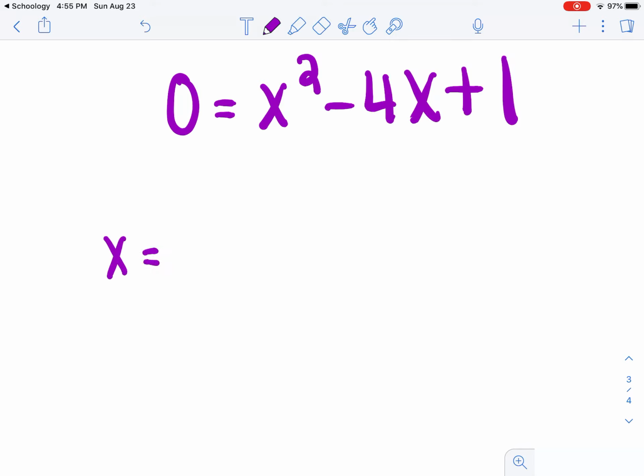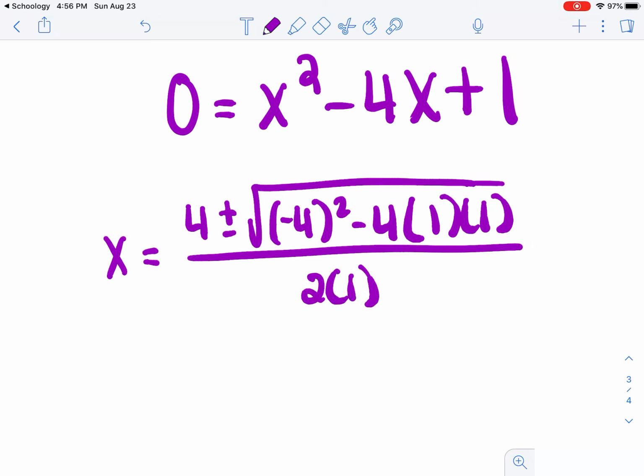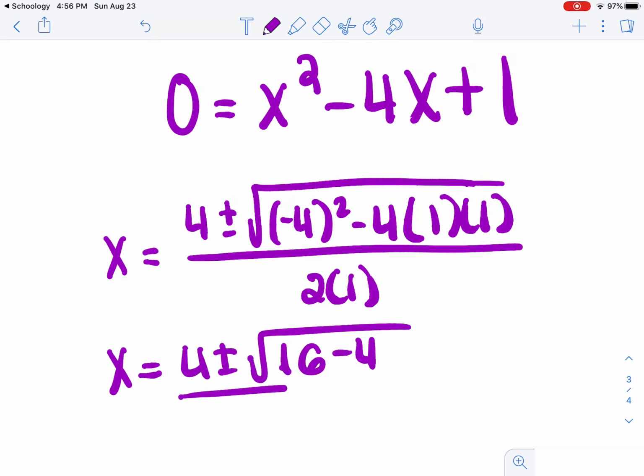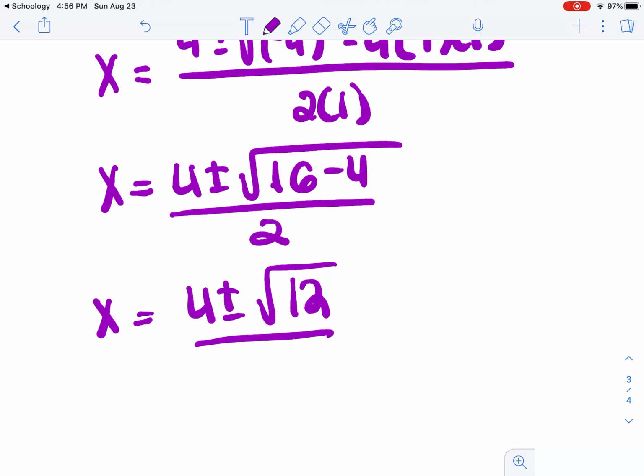So quadratic formula, x equals the opposite of b, so 4, plus or minus the square root of b squared. So notice how I wrote that. The -4 is in parentheses, squared, minus 4 times a times c, all over 2 times a. All right, let's clean this up. 4 plus or minus the square root of 16 minus 4, all over 2. X equals 4 plus or minus the square root of 12, all over 2.